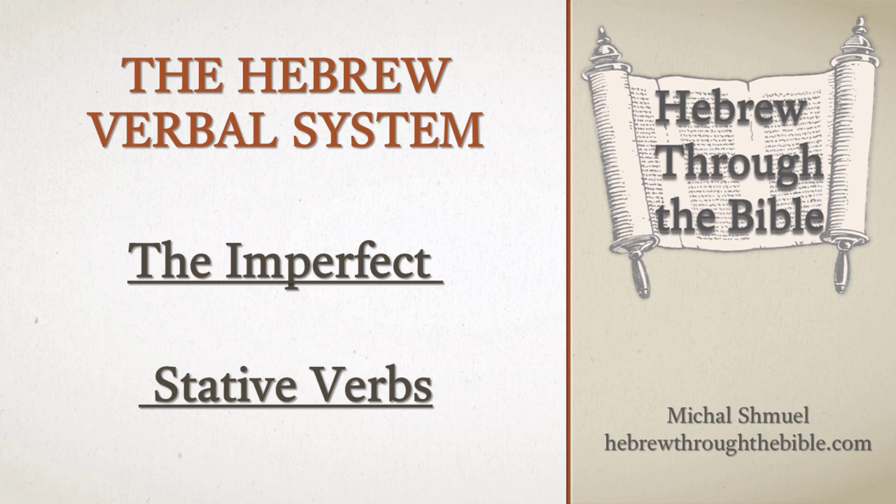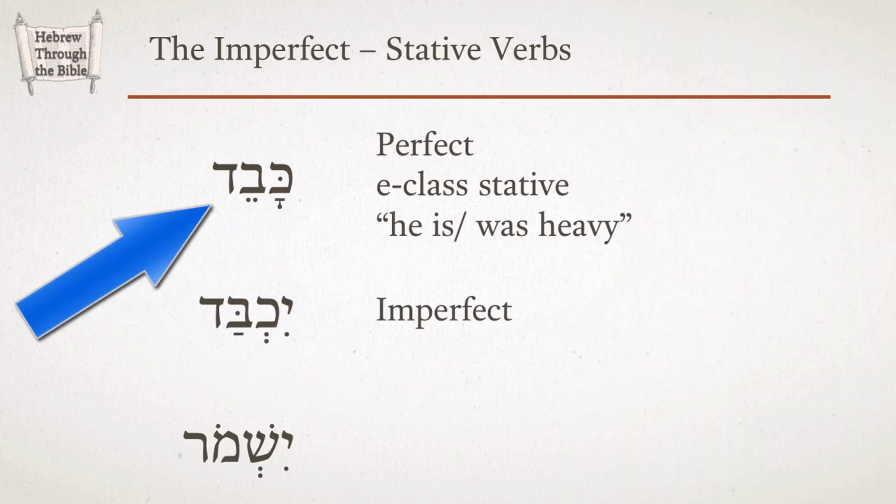With the perfect, we learned of a few changes with the verbs called stative verbs. It happens that there also is a change in the imperfect with stative verbs. Let's today learn this change. Actually, there's only one simple difference. Remember the stative verb kaved? We called this verb an E-class stative because its perfect has the E-class vowel tsere. It means he was or is heavy.